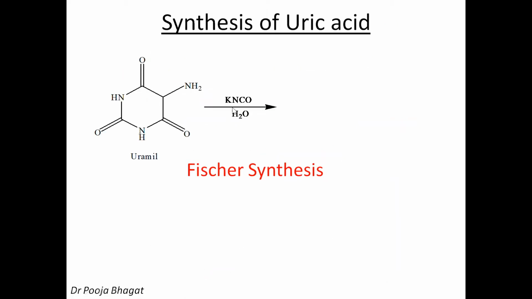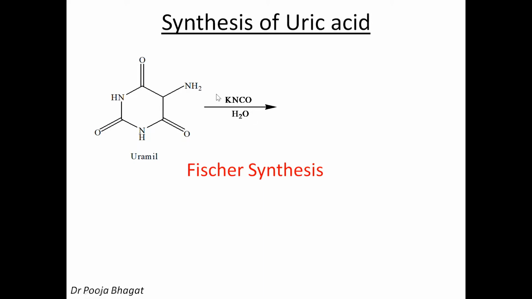Then the uramil, you will treat it with KNCO, potassium isocyanate. I told you there are two ways by which you can bring about the oxygen at the 8th position. One is by using ethyl chloroformate and second is by using potassium isocyanate. So in the Fischer synthesis, we take help of potassium isocyanate to bring about the oxygen at the 8th position. And what is the role of KNCO?